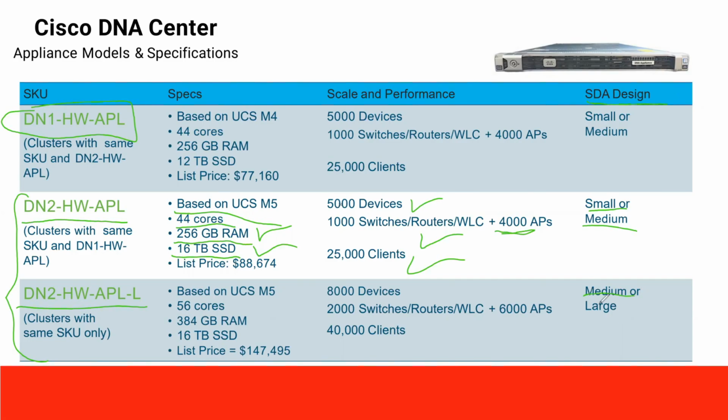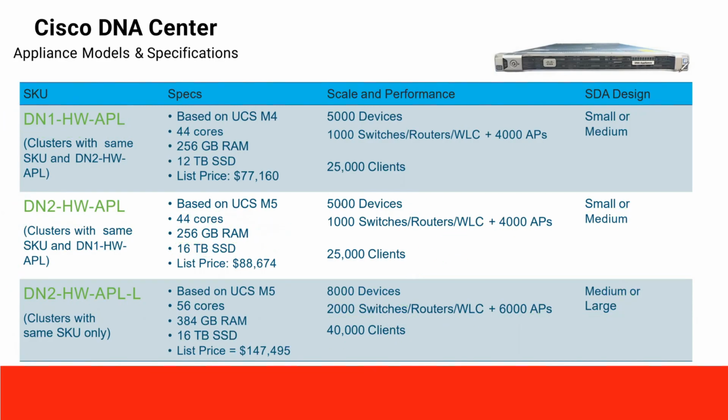For medium and large scale, you can see 8,000 devices, which can consist of 2,000 switches, routers, or WLCs, and 6,000 APs, and it can manage 40,000 concurrent clients. Recommended mostly for large scale. You can even go to Cisco's website and search for DNA Center specifications. You'll get the same information.